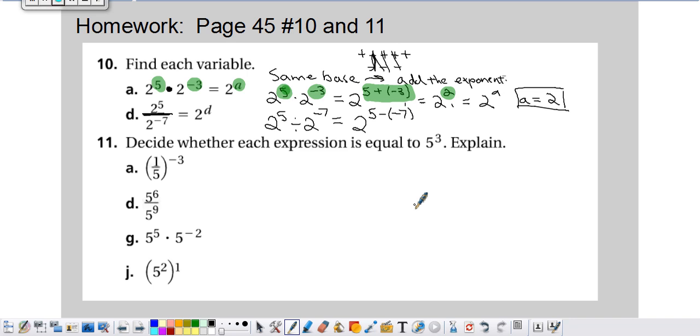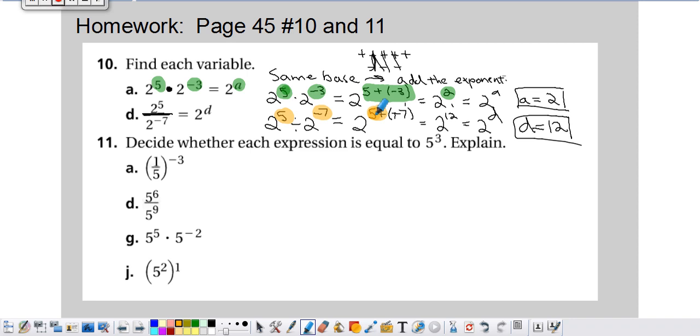Now, remember that if you're minusing a negative, it is the same as adding a positive, because you're really multiplying the negative with the negative to make a positive number. So your answer is 2 to the power of, what, 5, 6, 7, 8, 9, 10, 11, 12, 12. So your answer is 12. If 2 to the power of 12 equals 2 to the power of d, then we can say d equals 12.